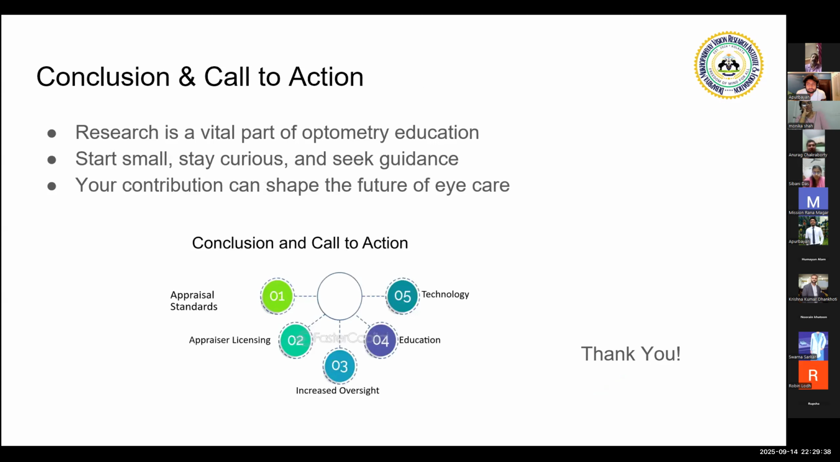Yes. Then it's time to conclude and call to action. So research is a vital part of optometry education, which makes optometrists professionally equipped, understand their data, understand their clinical aspects, understand what they're doing and why they're doing it. Research gives them the clarity. Research gives them the confidence that yes, I have done this research, and then in future we will do the other stuff. Just give me 1 minute.